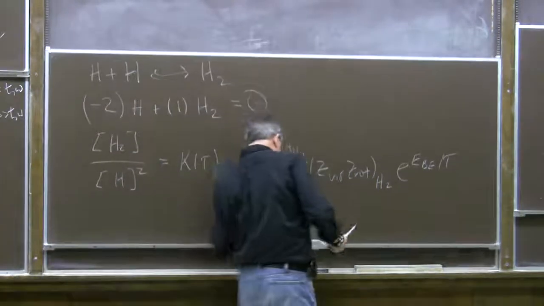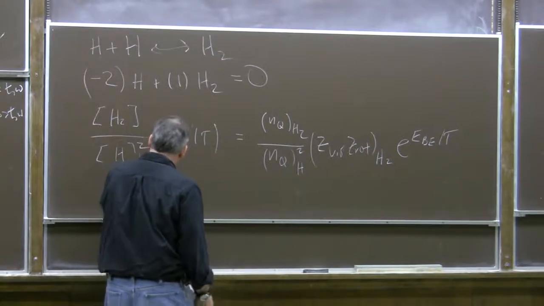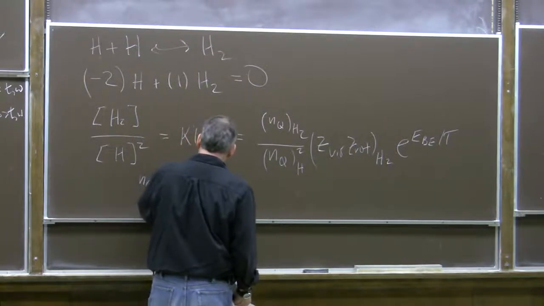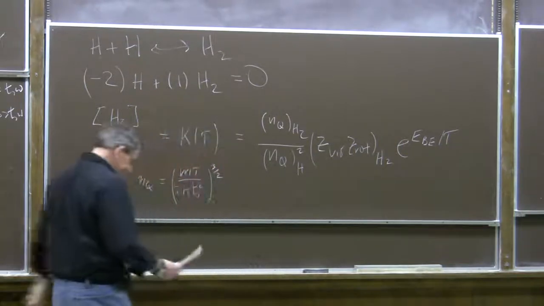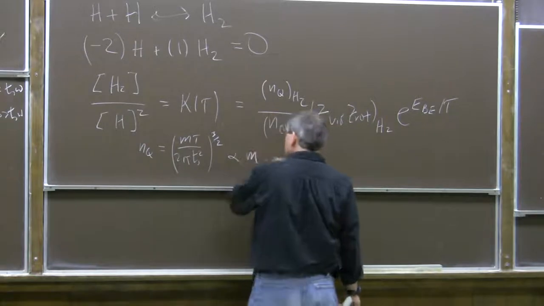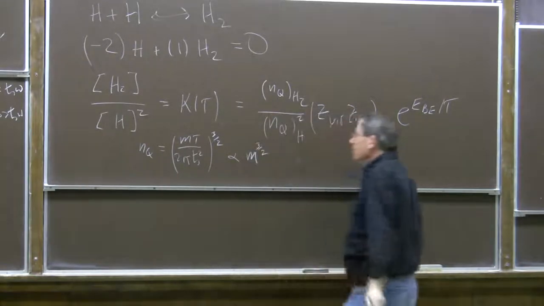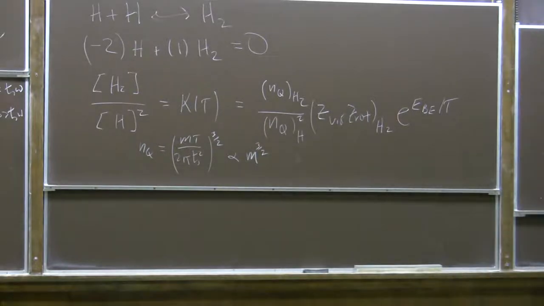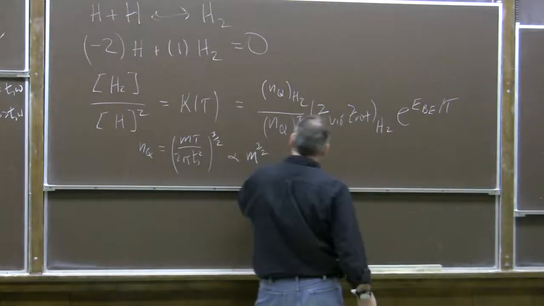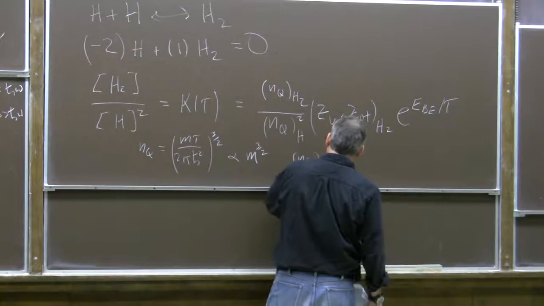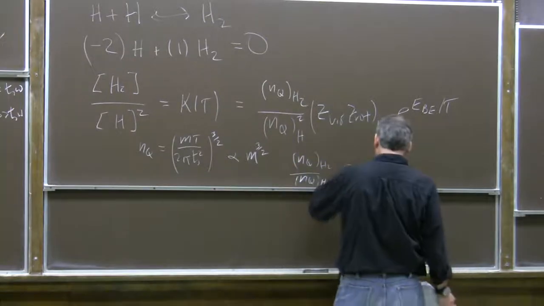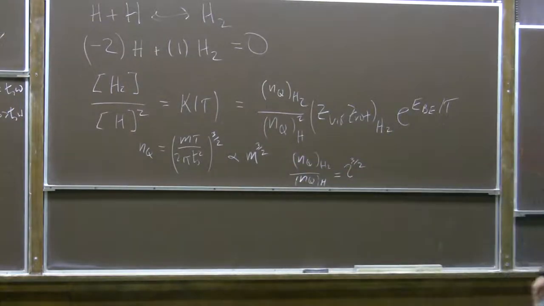And since the quantum concentration is (mτ/2πħ²)^(3/2), which is proportional to the mass of the species to the 3/2, and since a hydrogen molecule has about twice the mass of a hydrogen atom, the ratio of quantum concentration of molecular hydrogen to quantum concentration of atomic hydrogen is just a factor of 2^(3/2) coming from the mass to the 3/2.